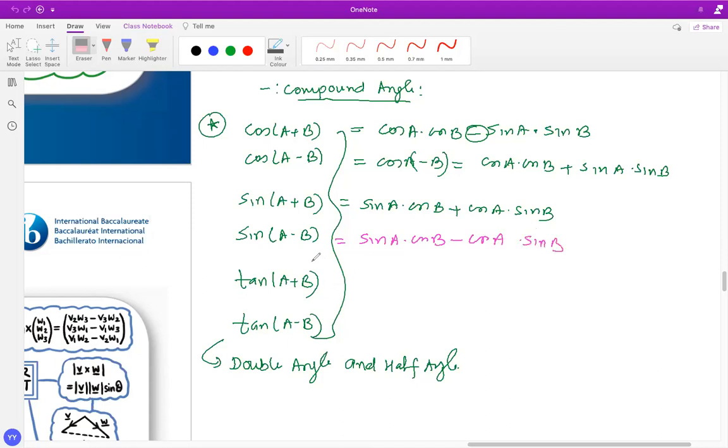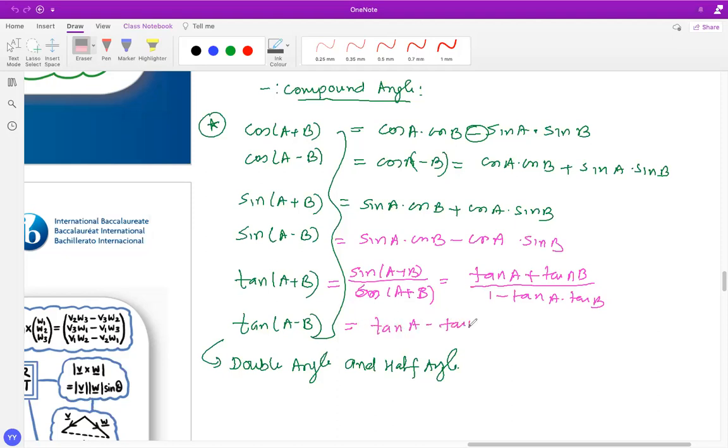The tan formulas I would derive from here. So just in case it can be remembered, they're derived from sine A plus B over cos A plus B. And what we get is a formula that is tan A plus tan B over 1 minus tan A tan B. So this is a basic formula. And tan A minus B, the only difference that you notice is that it is tan A minus tan B over 1 plus tan A tan B. So that's the formula for the compound angle formulas. And their direct usage is actually very, very interesting.